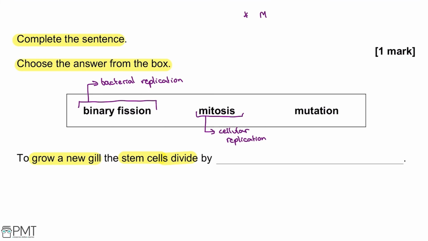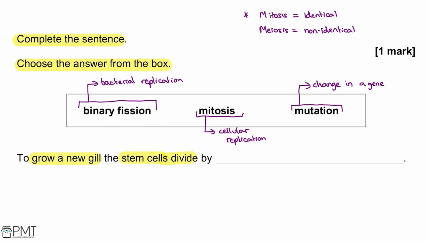Not to be confused with meiosis, so mitosis produces identical daughter cells, and this is what happens in cells like your skin cells and your muscle cells, and ones like that. Meiosis is something that happens with gametes, and the product cells are not identical. And the last term we're given, mutation, is a change in a gene. So, rereading the sentence, to grow a new gill, the stem cells divide by what? Well, we've got those key words, cells divide, so this tells us it's cellular replication and therefore mitosis.